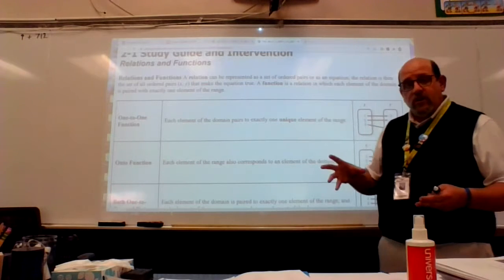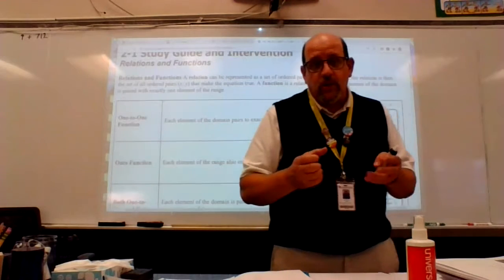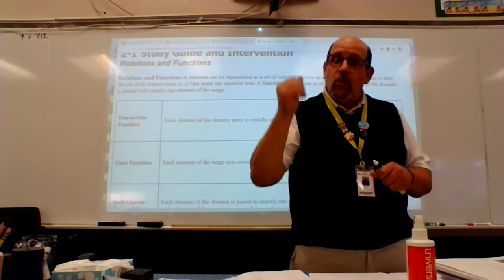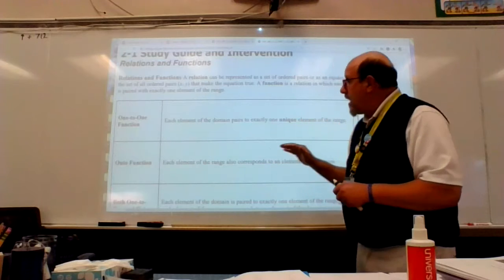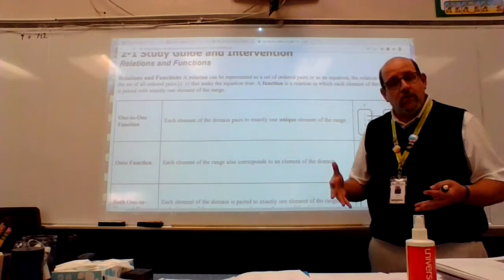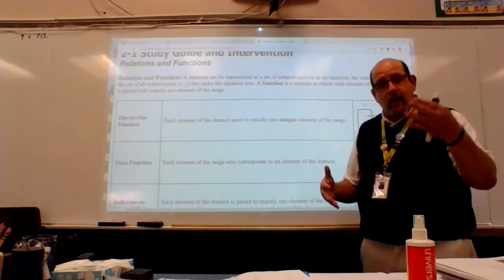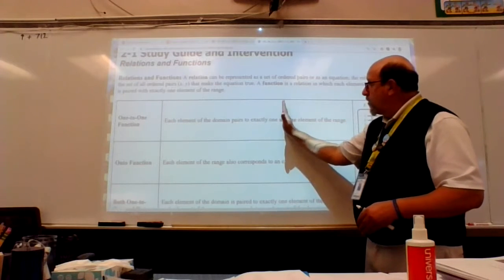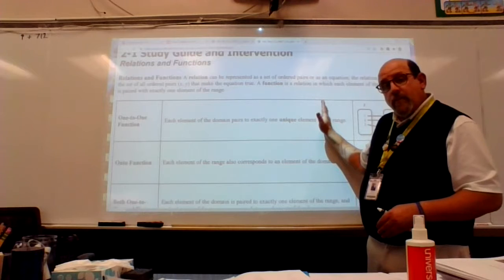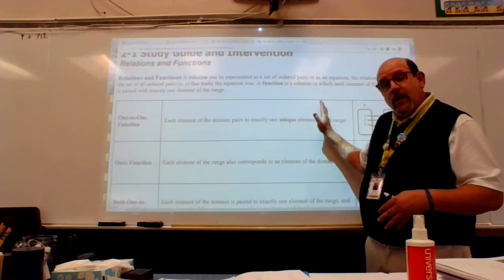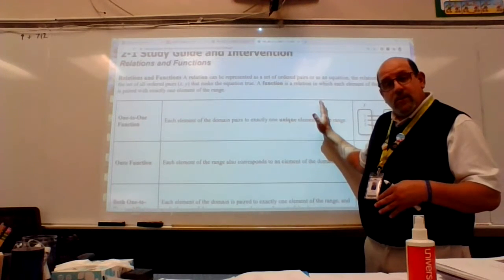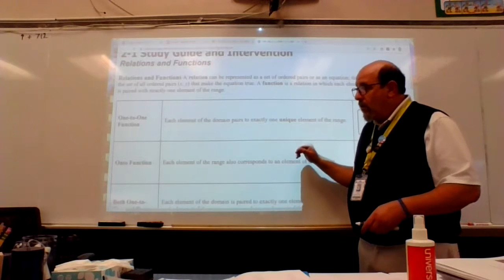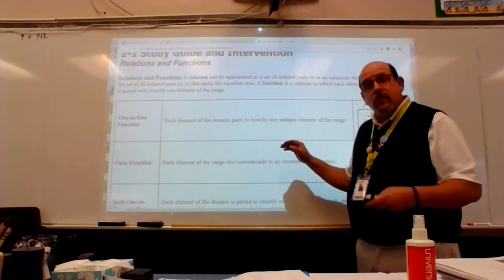A function is a relation that has a domain where the x values in your table don't repeat. Okay, so we can't have two x's, like x equals 2 and x equals 2, where you have different y values.